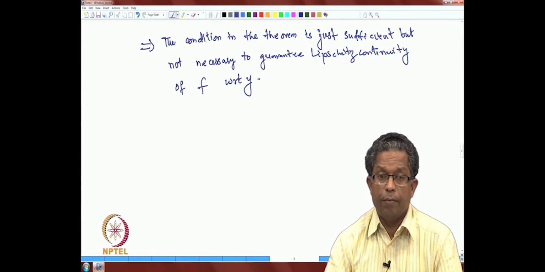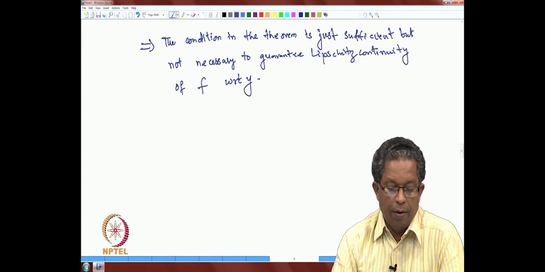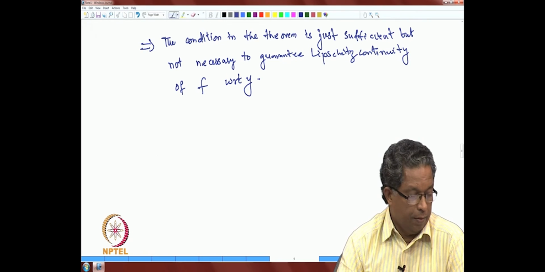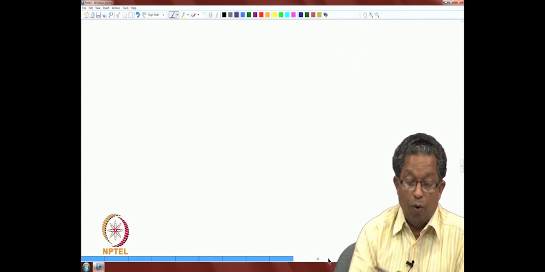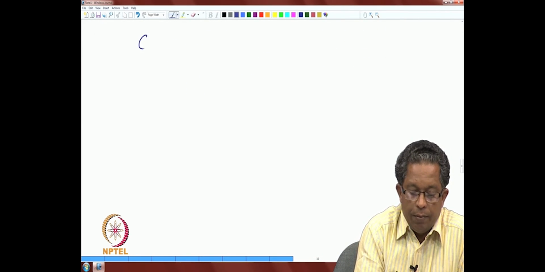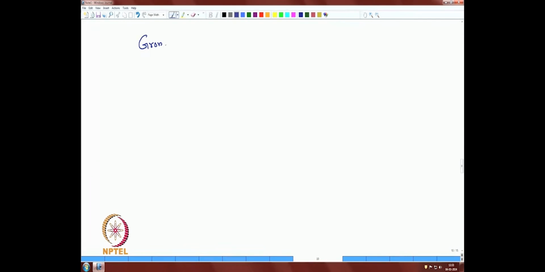For proving the uniqueness result, we employ a very important lemma, which is known as Gronwall's lemma. So this will be invoked to prove the uniqueness of solution of an initial value problem. So let me state Gronwall's lemma.